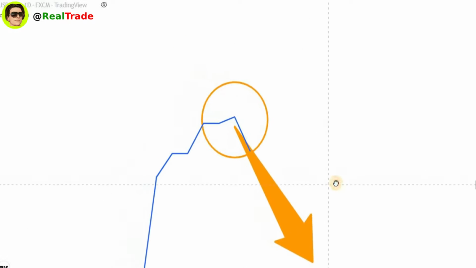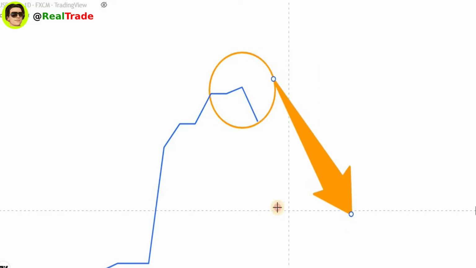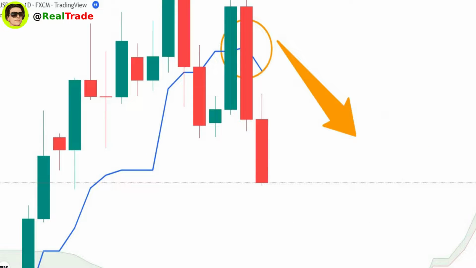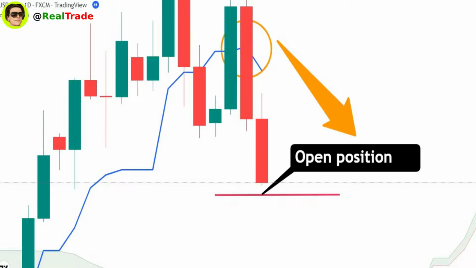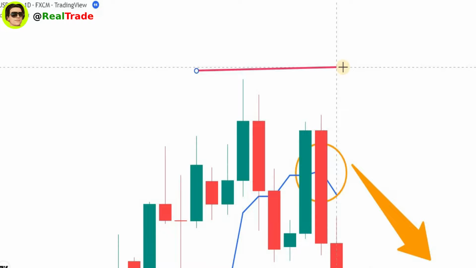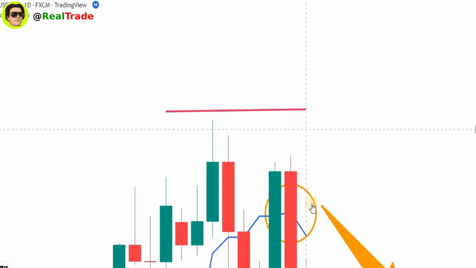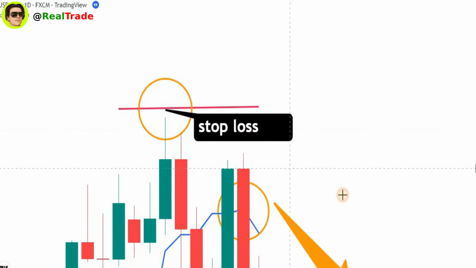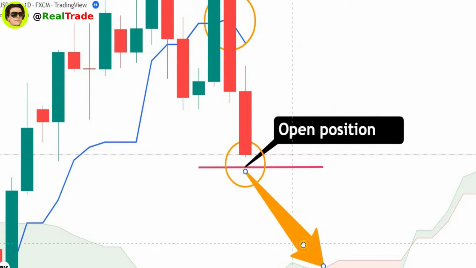Yes, go sell, after this candle, next this candle open position and activate strategy, this area activates strategy. Yes, end of the candle is a stop loss. This area is a stop loss. Yes, this area is a good stop loss. Stop loss is very important. Please test in the demo account.